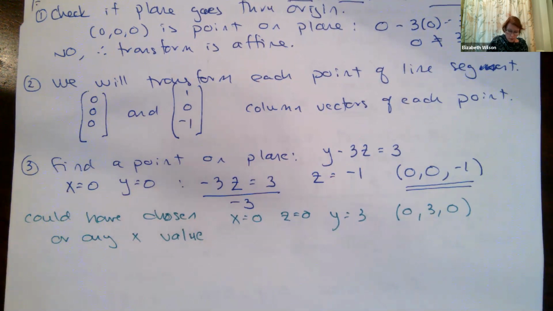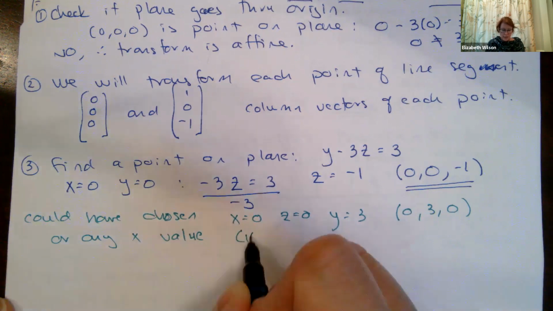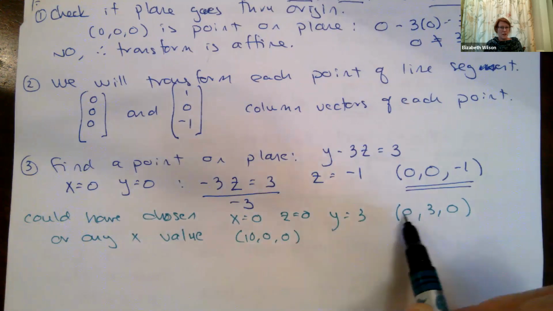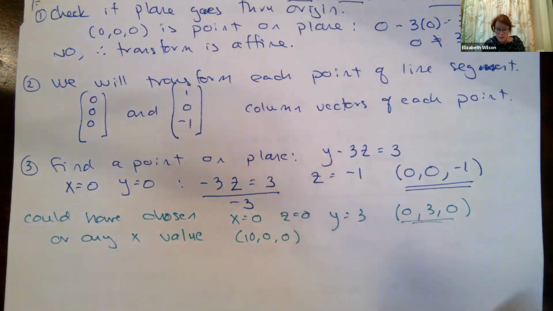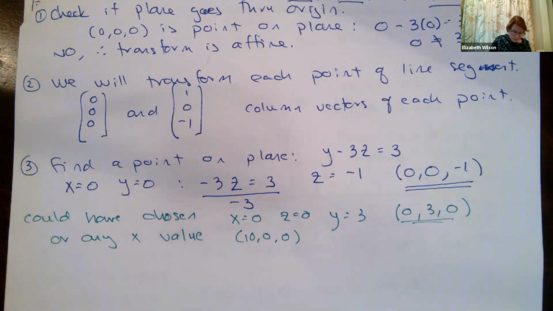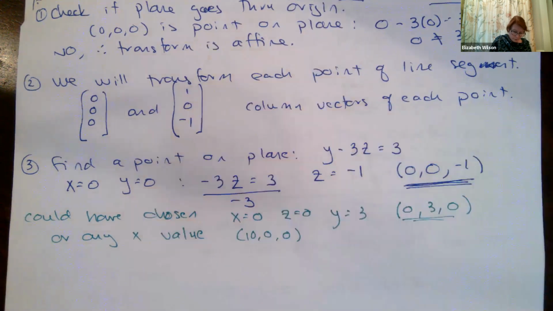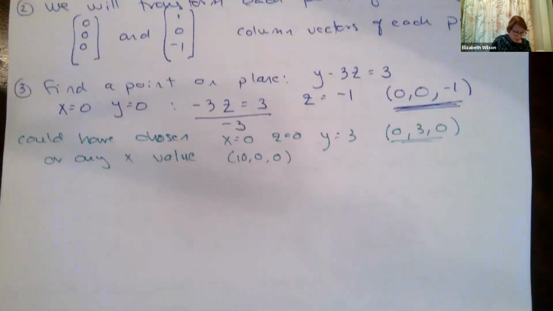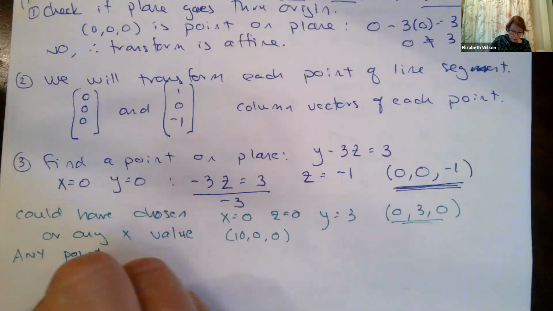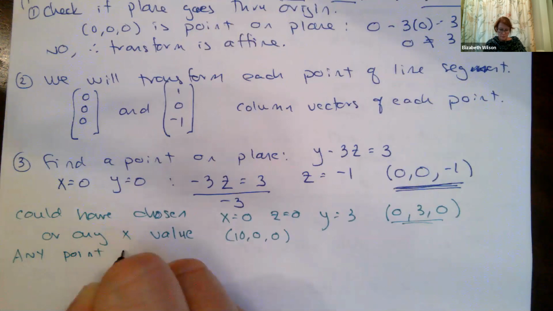So I could have chosen 10, zeros, whatever. I just could have chosen any x value. So it's arbitrary. Like I said, I tend to like to use things with a lot of zeros in it. It makes the math easier. I don't have to suffer. So be careful when you're choosing your values, but it's arbitrary. So I'll write any point on the plane will work. Okay. All right.